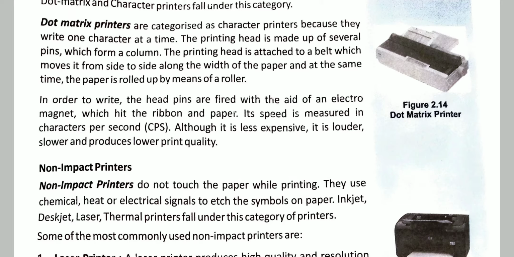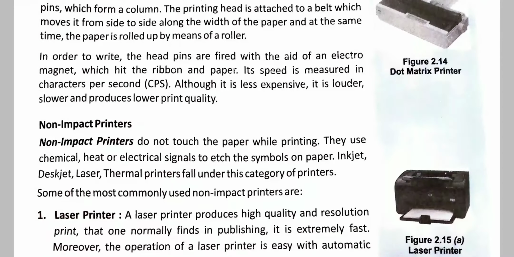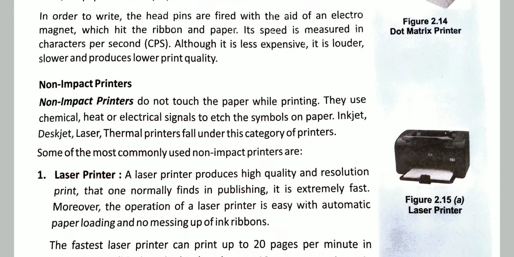With the same mechanism a typewriter does its work, the dot matrix printer does the same thing. In order to write, the head pins are fired with the aid of an electromagnet, which hits the ribbon and paper. Its speed is measured in characters per second. Although it is less expensive, it is louder, slower, and produces lower print quality. That was the disadvantages of this printer, that it was very slow and it produces lower print quality.